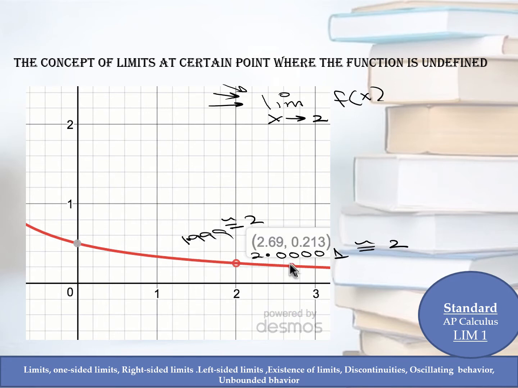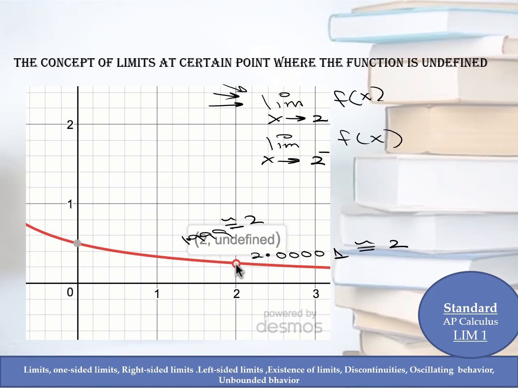Now the limits can be approached from the left side, and also from the right side. When coming from the left side, we write a small negative sign on top of the 2, which shows that x approaches 2 from the left hand side. And if the line is coming from the right hand side, then on the 2 we write a small plus, which means x approaches 2 from the right hand side.